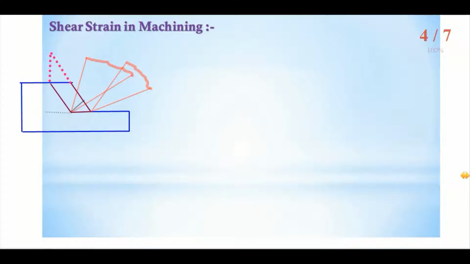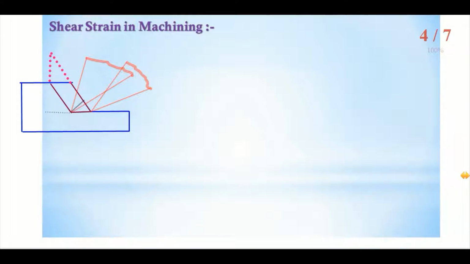Now first we start with shear strain in machining. So how is the shear strain gained in the machining process? Shear strain in cutting is the ratio of the distance the material being cut travels along the shear plane to the spacing of successive shear planes.